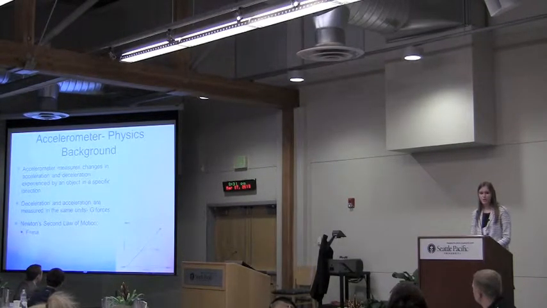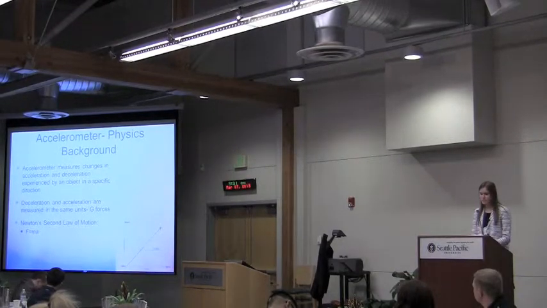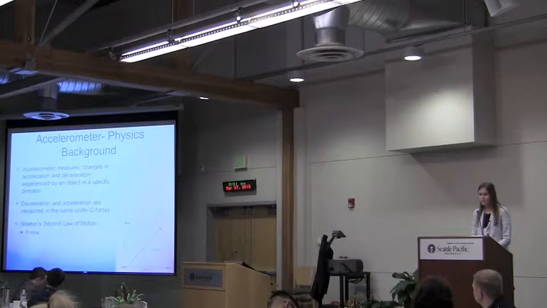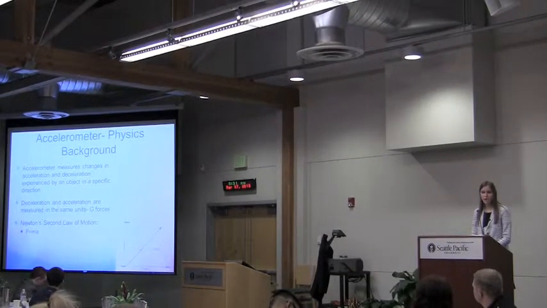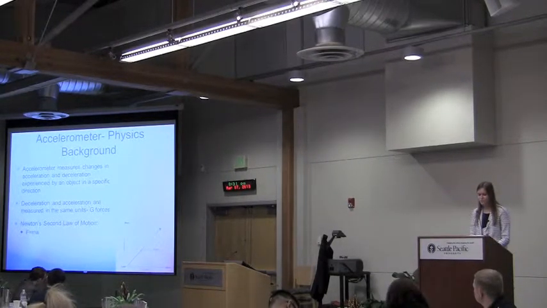In understanding my methodology, it is important to understand how the accelerometer works. The accelerometer measures changes in acceleration and deceleration of an object in a specific direction. It does not measure speed, but rather changes in speed. Both deceleration and acceleration are measured in the same units, g-forces, that are multiples of the gravitational acceleration, 9.8 meters per second squared. In this investigation, I am looking at the deceleration of the tibia, since the tibia decelerates upon contact with the ground.